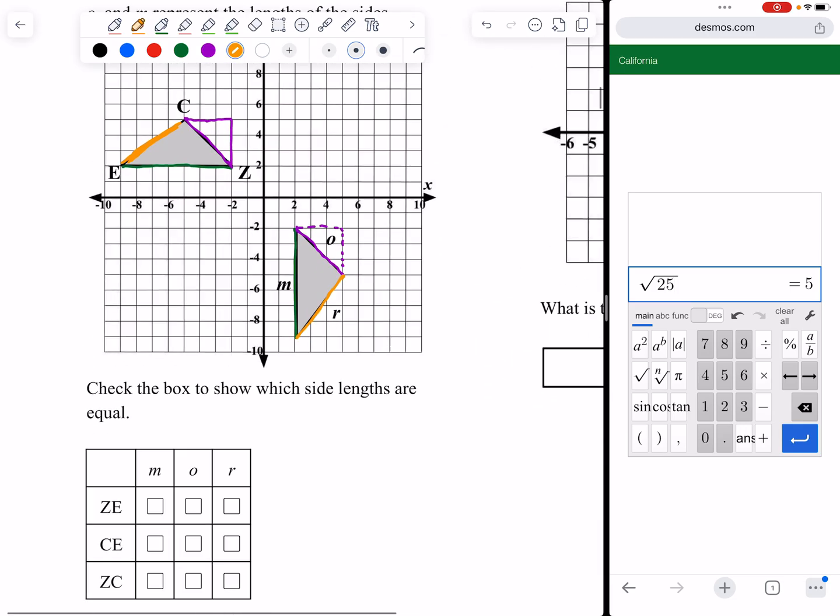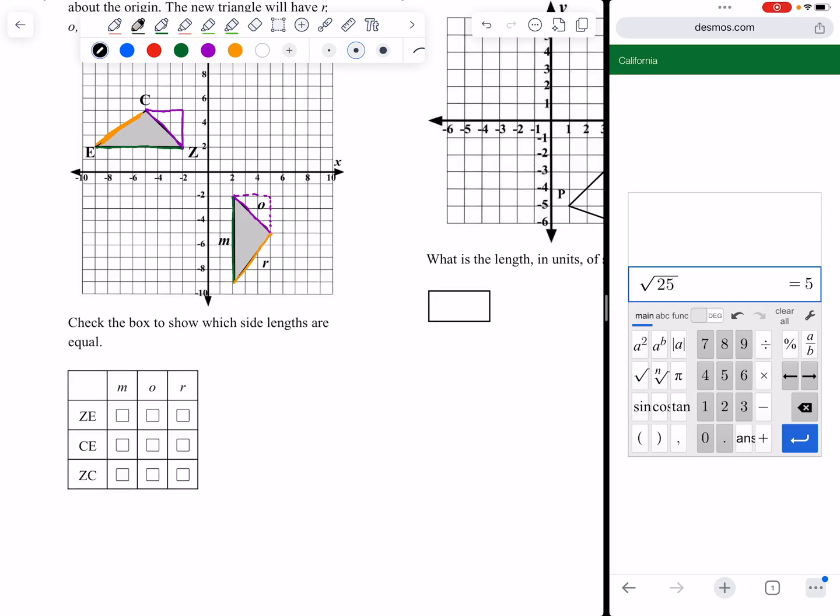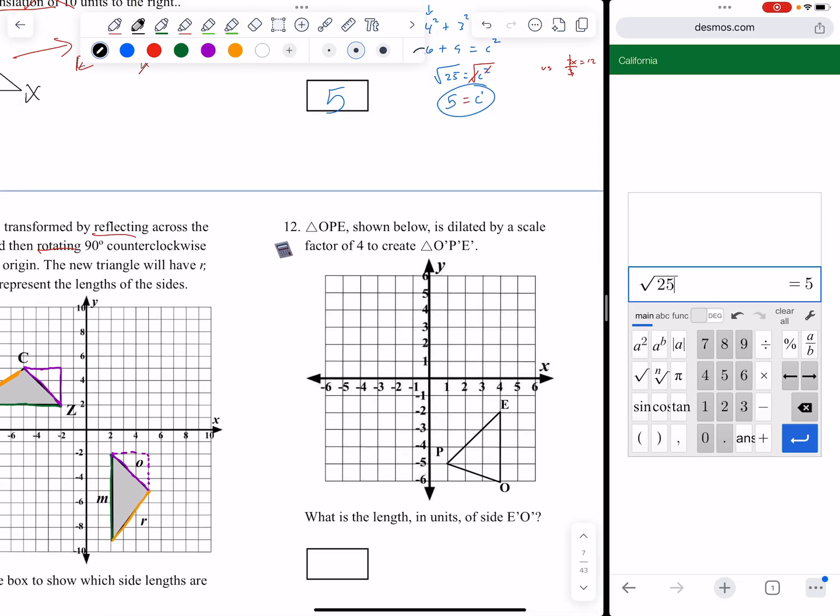So now let's go ahead and match them up. Now that I color coded everything nicely. So ZE. ZE is my green. So that's my M. CE is my yellow, or orange, whatever. Is my R. And then ZC, that's hard, is my purple, which goes with O. Okay, so hopefully you see this is the third one. Not that crazy, right? Okay, and the last one, OPE, shown below, is dilated.